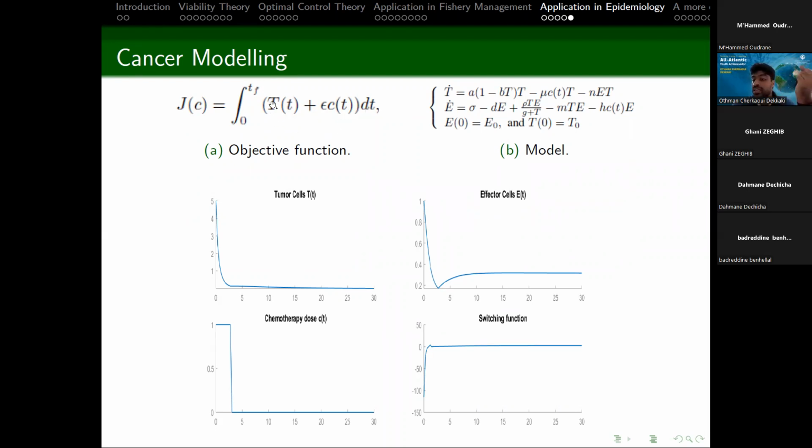T here means the tumor cells, and C here is what they call the chemotherapy doses. And you know that chemotherapy is also bad for the normal cells. Here it was a two-dimensional model. It was the tumor model, meaning that it has growth. It dies because of its fight with the chemotherapy, and it also dies in its fight with the effector cells. The effector cells are our immune system.